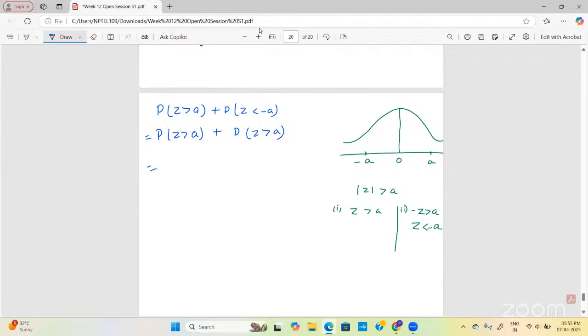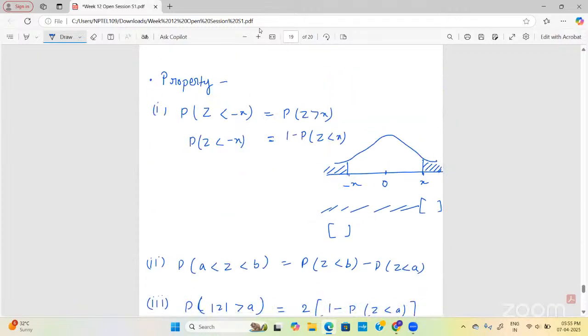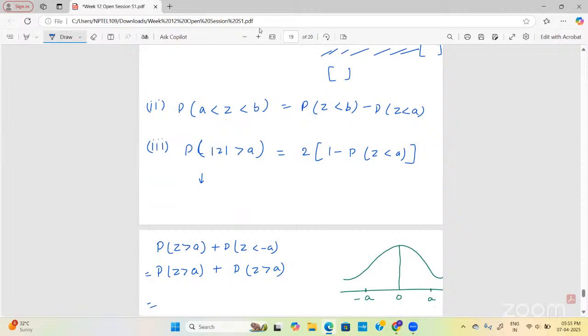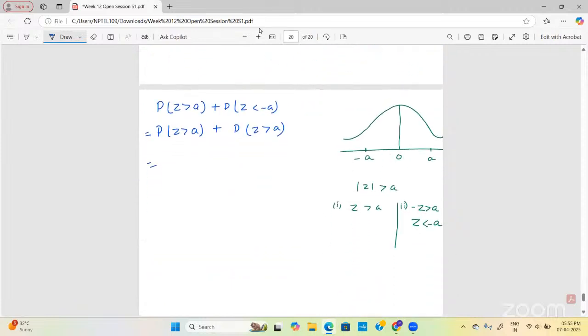Also write it like P of Z less than A minus P of Z less than minus A, right? We can also write it in that way, because Z actually lies between minus A and A. Yes. So here it will become 2 times probability Z is greater than A.